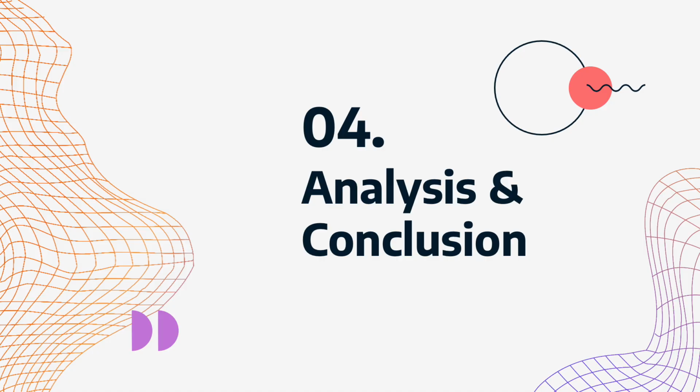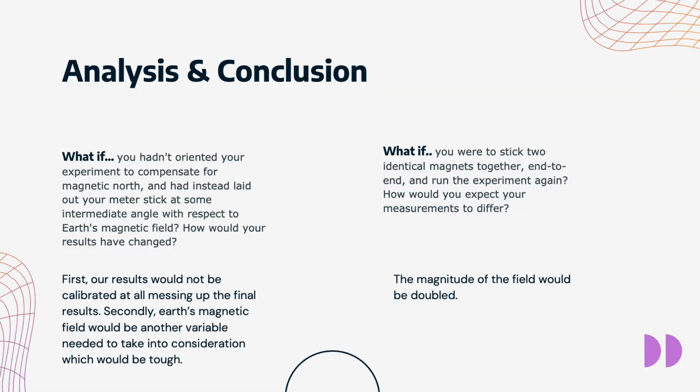Finally, we're going to talk about some analysis and conclusion. First, answering the two what-if questions: what if you hadn't oriented your experiment to compensate for magnetic north and had instead laid out your meter stick at some intermediate angle with respect to Earth's magnetic field? How would your results have changed? First, our results would not be calibrated at all, messing up the final results.